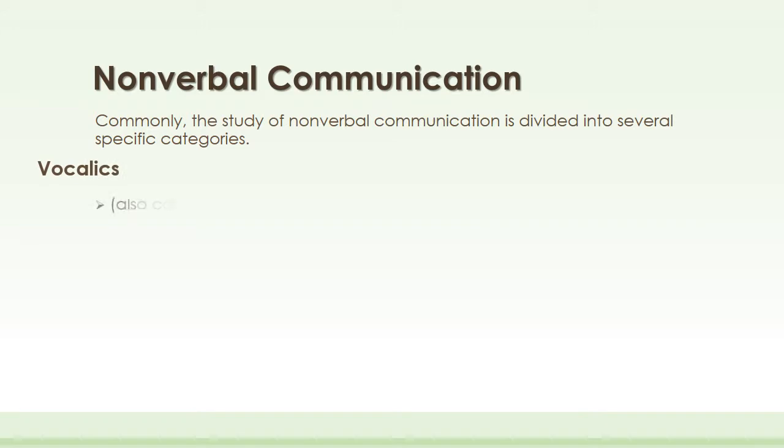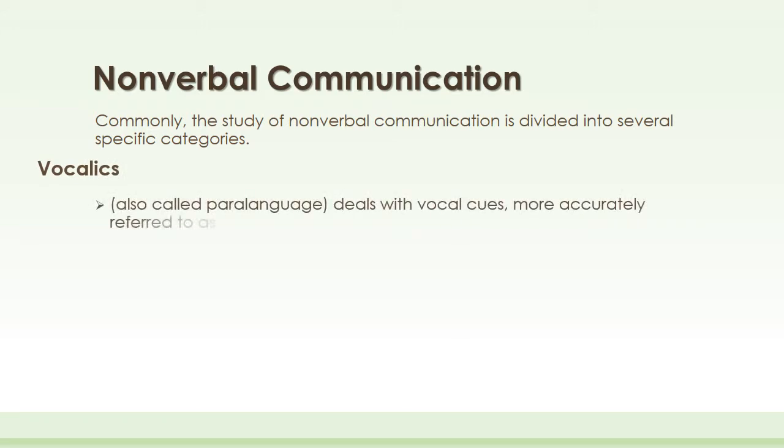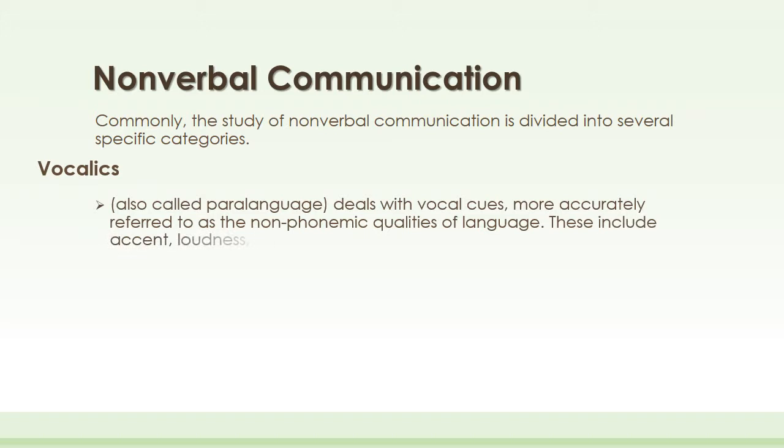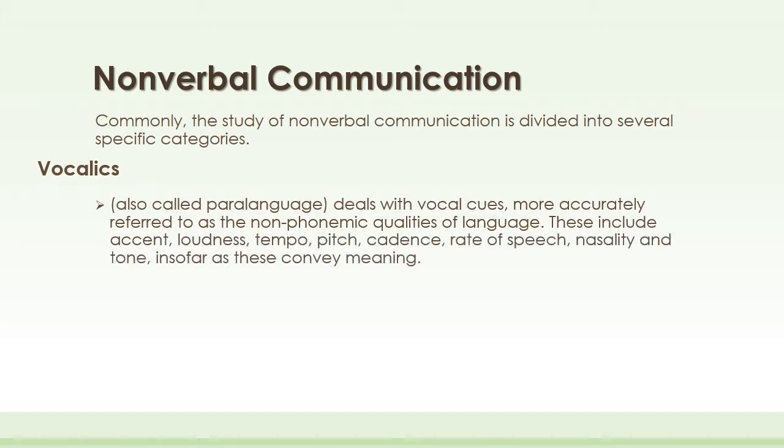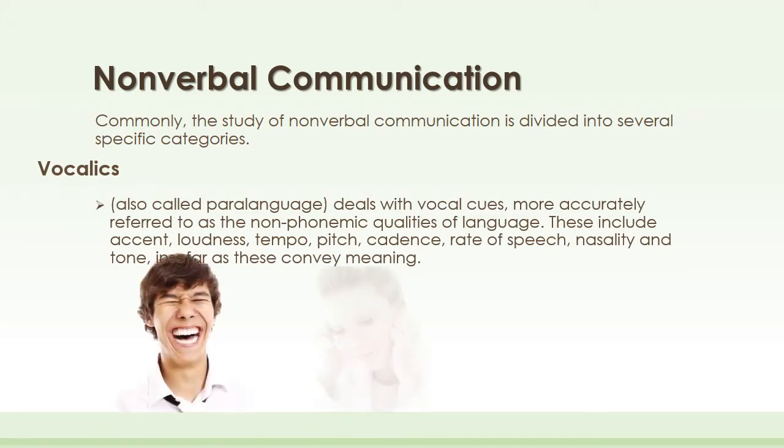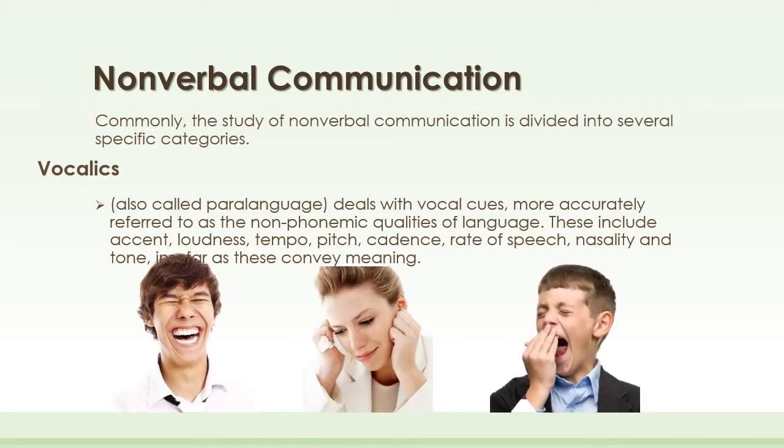Vocalics, also called paralanguage, deals with vocal cues, more accurately referred to as the non-phonemic qualities of language. These include accent, loudness, tempo, pitch, cadence, rate of speech, nasality, and tone, insofar as these convey meaning. Vocalics is sometimes subdivided into several categories. Vocal characterizers include laughing, crying, yawning, and so on. These can be associated with culture, such as the different ways various cultures accept the practice of belching.